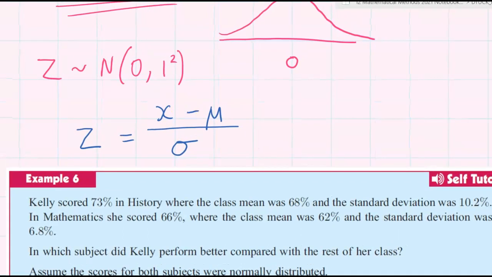So what we are going to do is we are going to get Kelly's z-score for history, and we're going to get Kelly's z-score for maths, and then they will be in the same scale, the same unit of measurement, and so we'll be able to compare them. At the moment, one of them's a history result, one of them's a math result. They're not very comparable, so we need to make them the same. Now, what's this sigma and the mu? We should know them. Sigma and mu stand for mean and standard deviation.